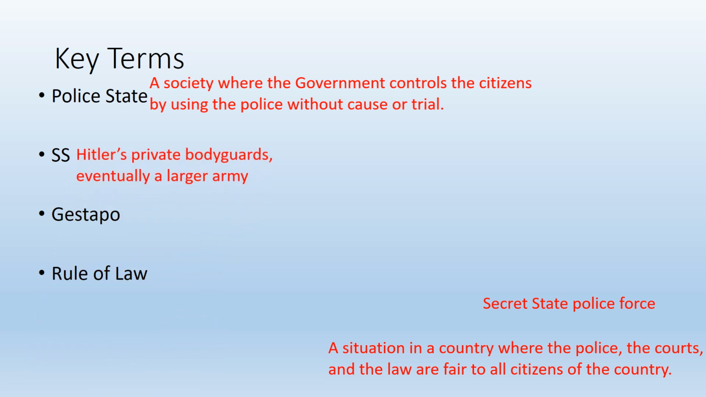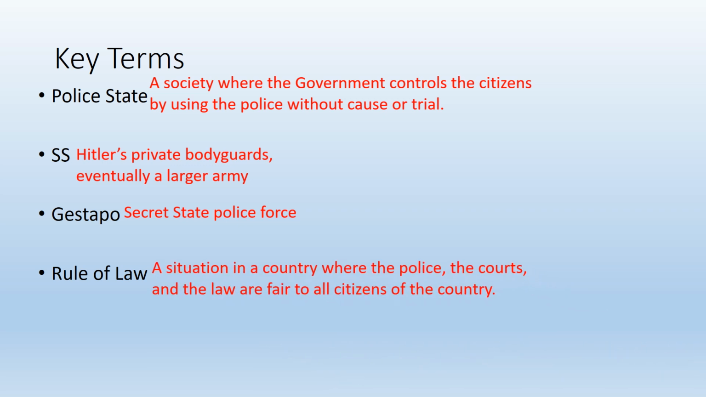The SS was Hitler's private bodyguards. Eventually, they became that larger army group. The Gestapo is short for the Geheimstaatspolizei, which is a secret state police force. And the rule of law is a situation where a country uses the police, the courts, and the law all fairly for the citizens of that country.